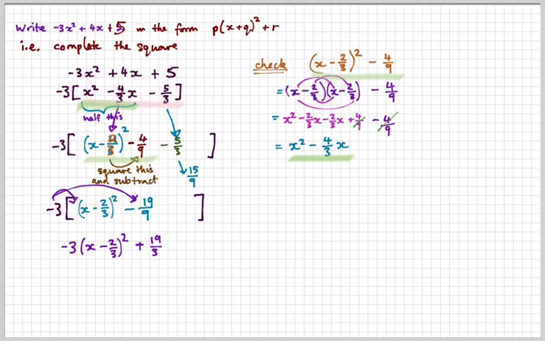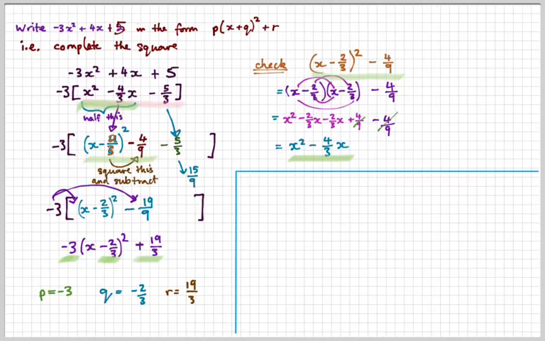Okay, so if we look at the question, it wanted us to put it in the form p brackets x plus q all squared plus r. So this minus 3 is the p, so p is minus 3. This minus 2/3 is q, and this plus 19 thirds is r. So that would be the solution to this question. P is minus 3, Q is minus 2 thirds, and R is 19 thirds.